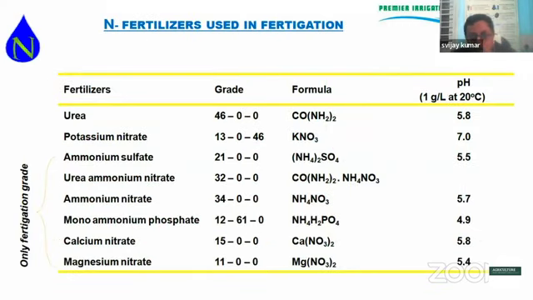Now, let us look at the list of nitrogenous fertilizers which are generally used in fertigation. We have the very commonly used urea, which has 46% N, and potassium nitrate. These are very commonly adopted. And then you have 19-19-19, ammonium sulfate, urea ammonium nitrate, monoammonium phosphate, calcium nitrate, and magnesium nitrate, all fertigation grade today in the market and very easily available. So all these nitrogenous fertilizers can be very conveniently adopted.